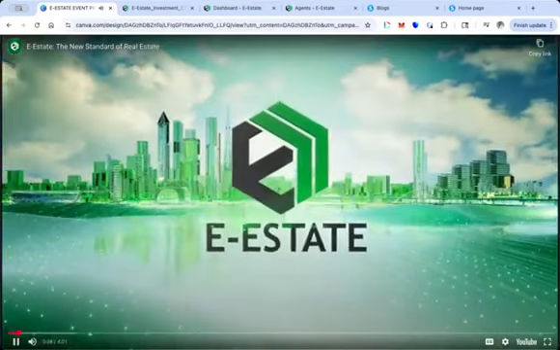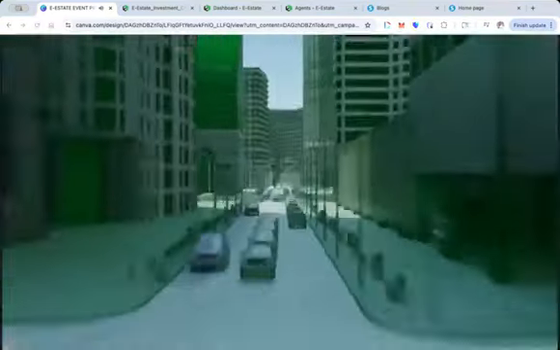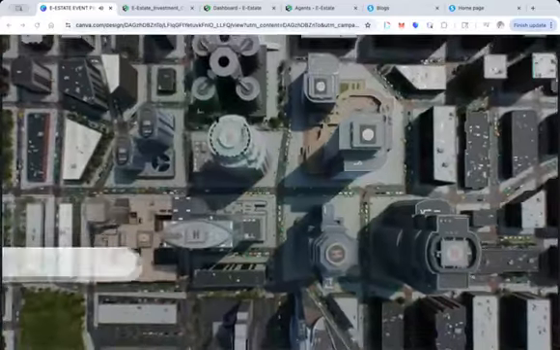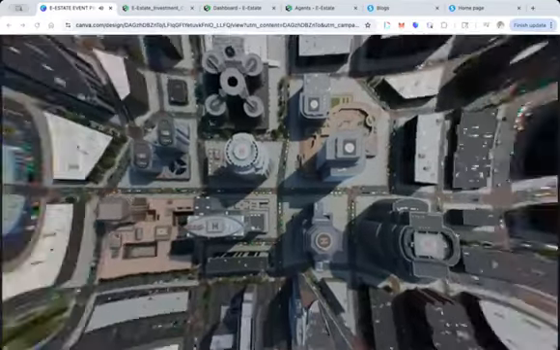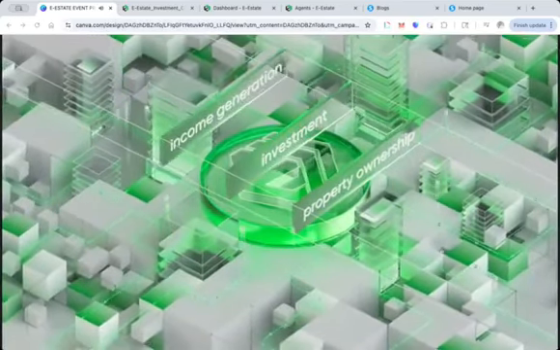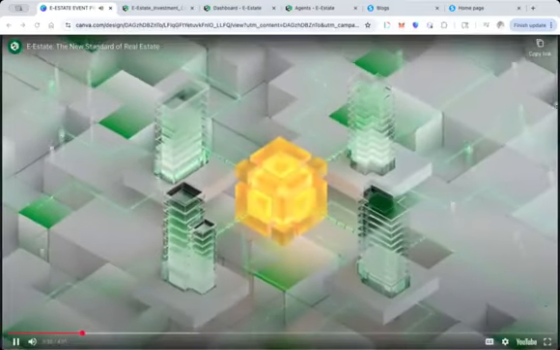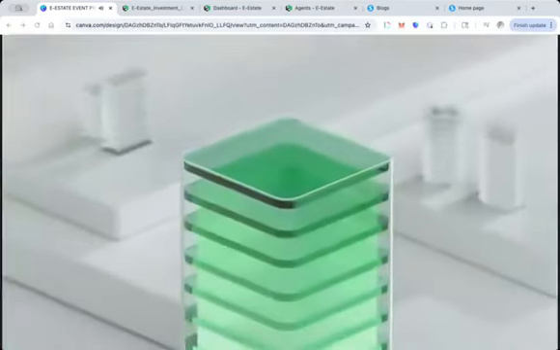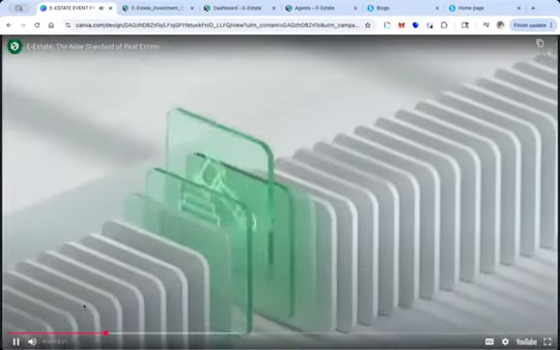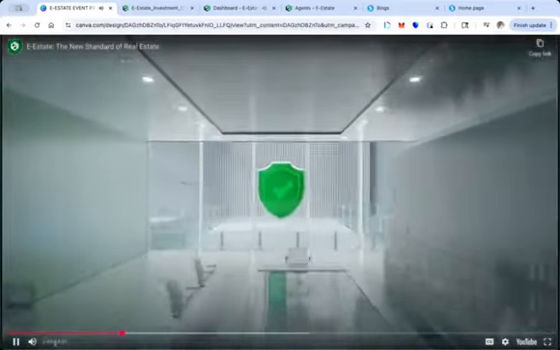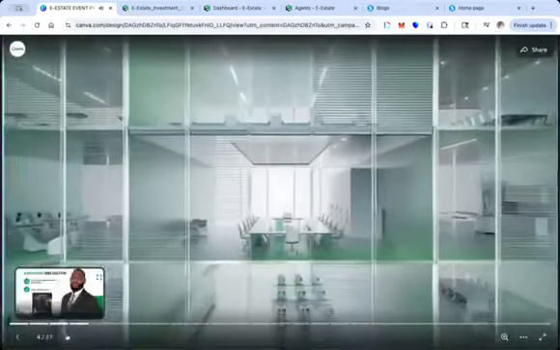The future of real estate investment starts here. The real estate market is long overdue for change. High entry costs, low liquidity, bureaucracy, and hidden fees have made traditional property investment complex and inaccessible. E-estate is redefining the industry. Through EST, Estate Token, we enable seamless property ownership, investment, and income generation. Real assets are tokenized on the Binance Smart Chain, ensuring full transparency, security, and a stable source of income. Every asset undergoes AI-driven analysis, legal verification, and expert evaluation, guaranteeing capital protection. E-estate is not just a platform, it's the new standard in real estate investment.